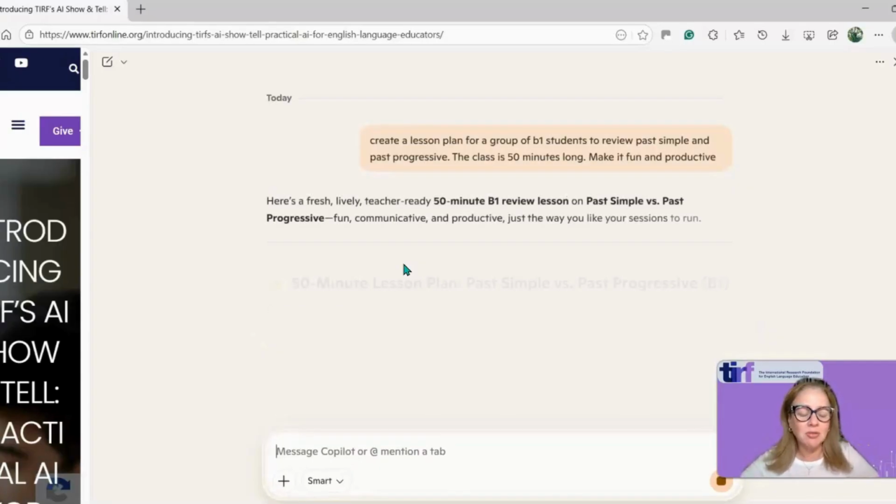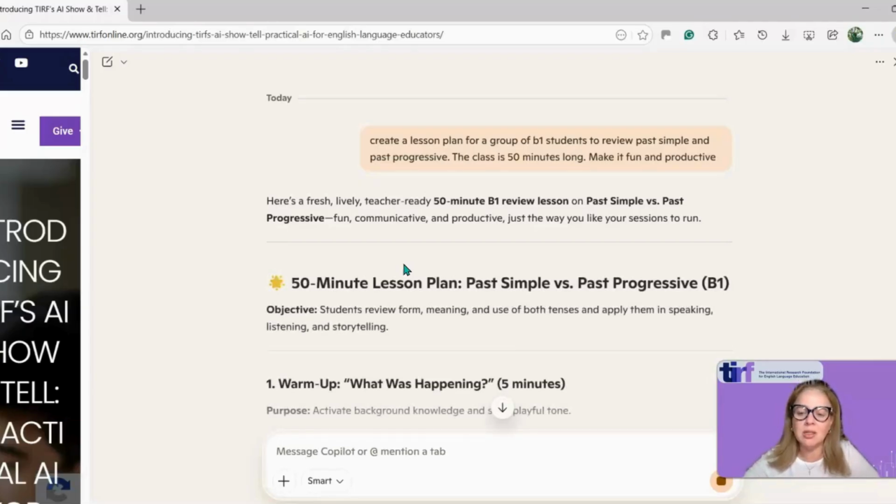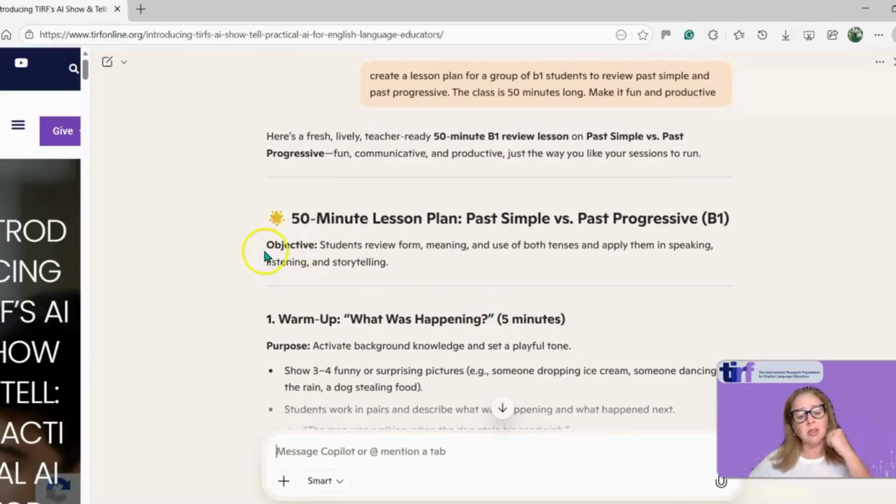And one thing that I like very much about Microsoft Copilot is that it helps me not only to come up with creative ideas for my class, but also to harness my own ideas. Sometimes I am full of ideas and I want to do too many things in just one class. And it helps me to be more objective, and it helps me to tailor my class into the time that I have available. You see, it has added an objective here for me.